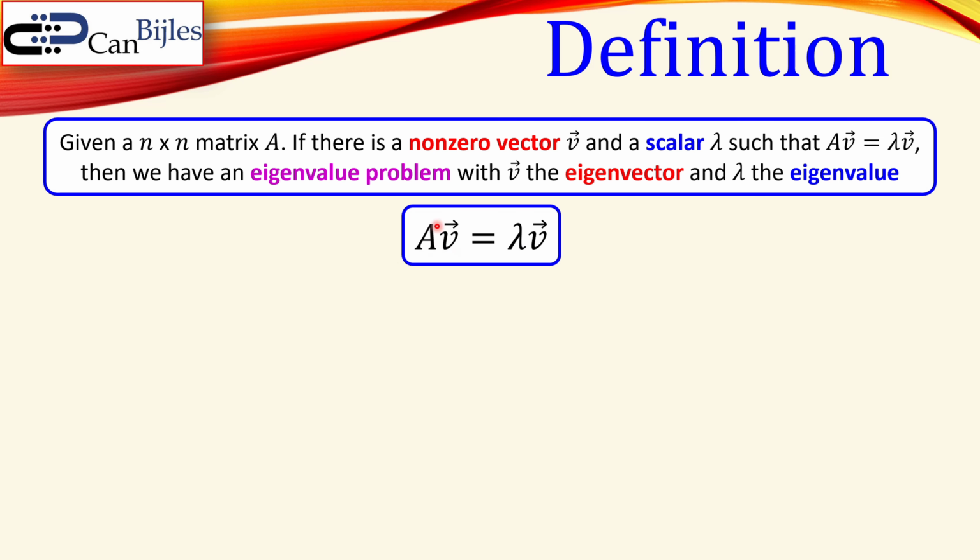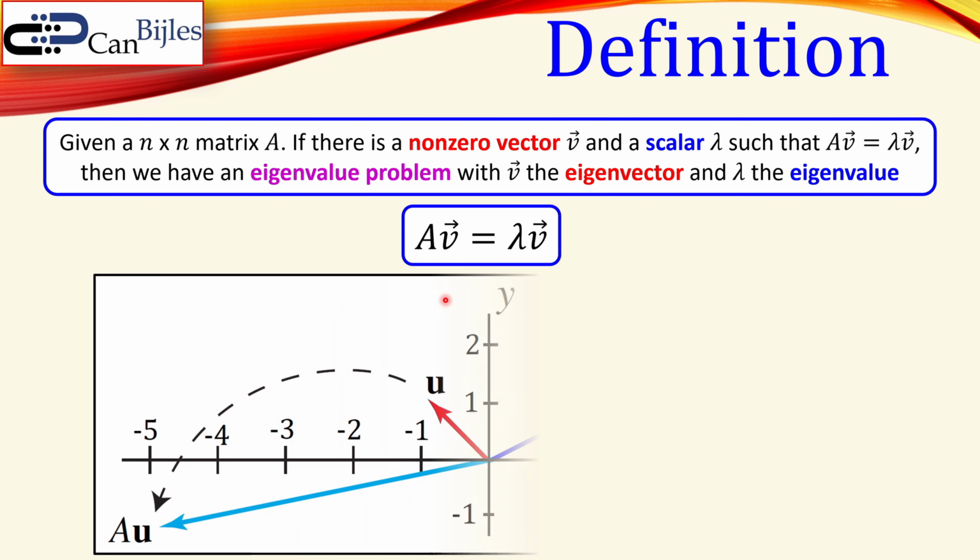Again, the matrix A is multiplied by some vector, in this case v, and that will result in a scaled version of that vector v. So let's say 6 times the vector v. If this is the case, then v is the eigenvector of this matrix A and lambda is the eigenvalue of that matrix A.